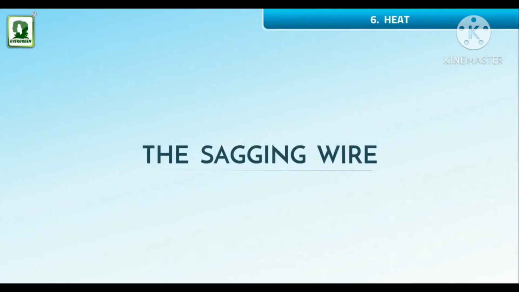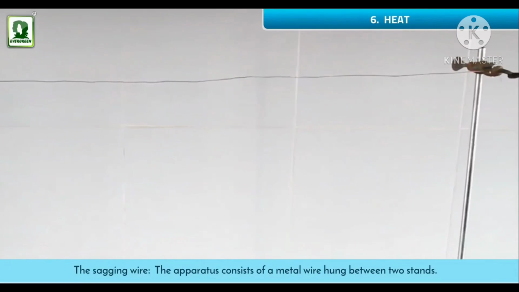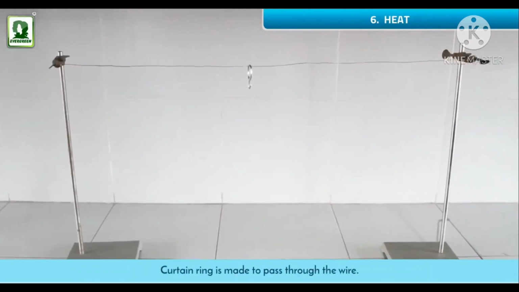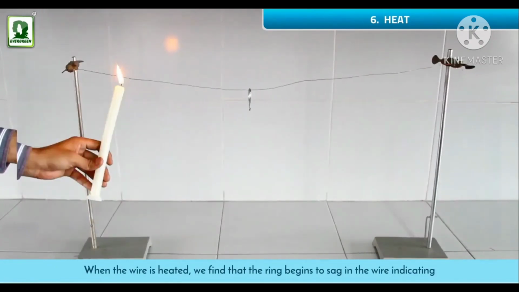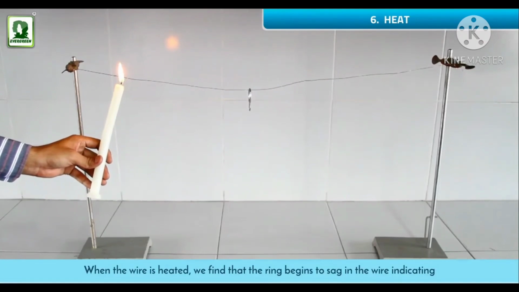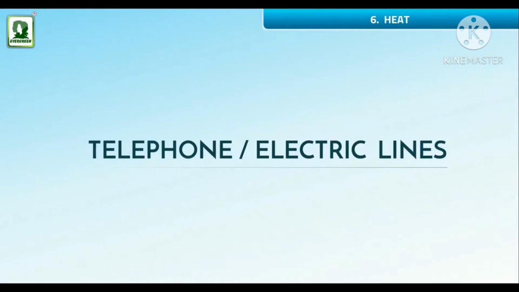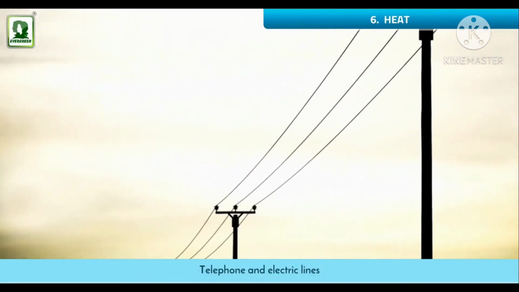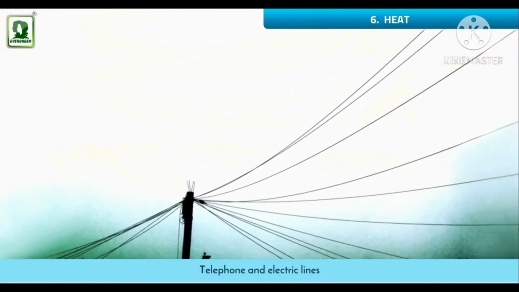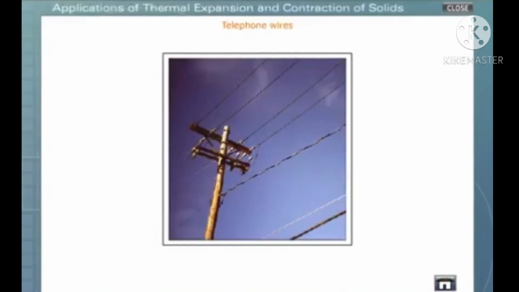The sagging wire. The apparatus consists of a metal wire hung between two stands. A curtain ring is made to pass through the wire. When the wire is heated, we find that the ring begins to sag in the wire, indicating the increase in the length of the wire. Thermal expansion on telephone and electric lines: this sagging is also one of the disadvantages of thermal expansion. Telephone and electric wires expand by thermal effect and tighten by cooling.